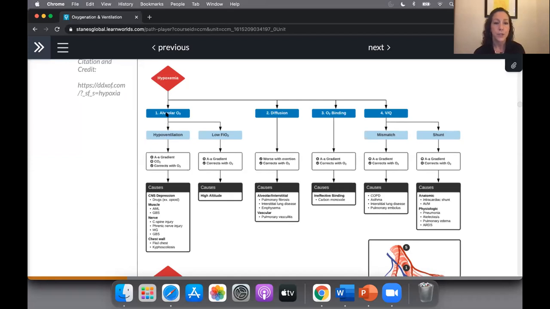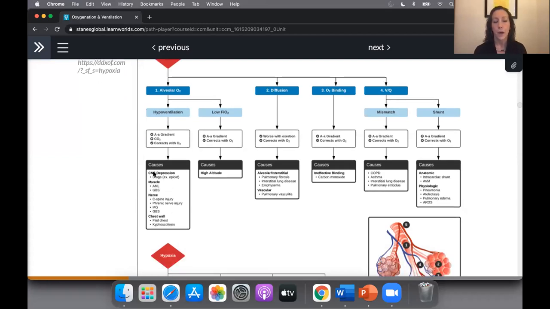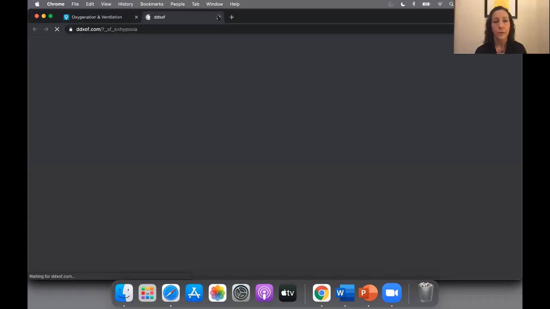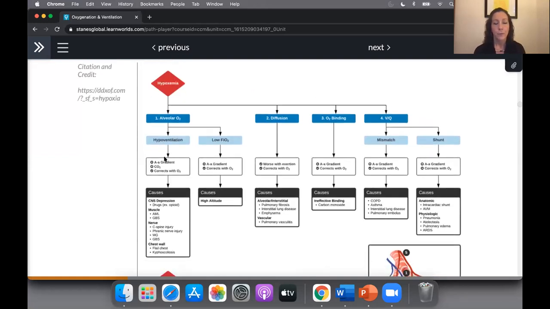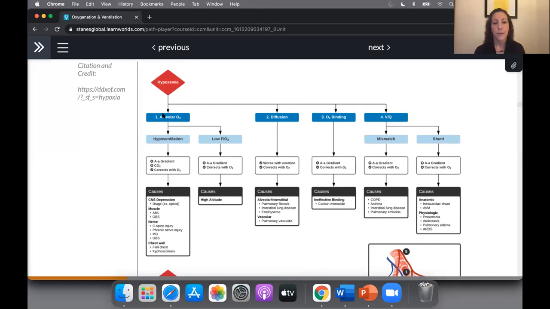The second reason you can have a low amount of oxygen coming in is the patient's not breathing, or hypoventilation. Some of those causes include CNS depression. We give medications, the patient has a traumatic brain injury or a stroke, and it affects their respiratory drive. So hypoventilation can lead to lack of breathing, which means the patient's not pulling oxygen into their lungs. You can also have neuromuscular problems or chest wall problems that affect ventilation. So that's one of the first reasons why hypoxemia can occur.